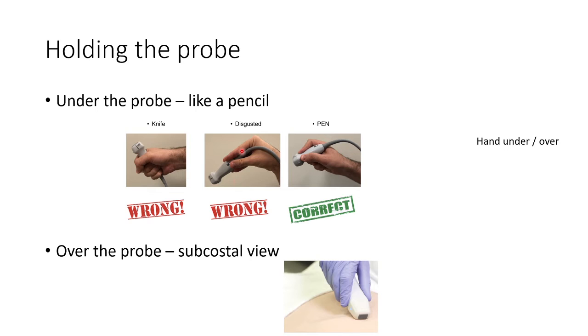How to hold the probe? There are two ways: you hold it either under the probe or over the probe. Under the probe is the most common for most of the views. You hold the probe like a pen or a pencil, like this. And for over the probe, you hold it like this. That is typically used for the subcostal view and so on. That is what we mean by under the probe or over the probe.